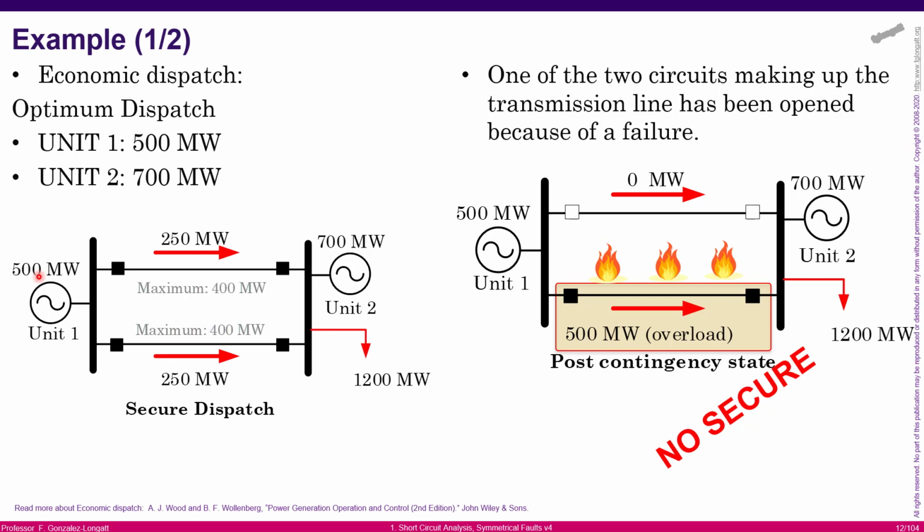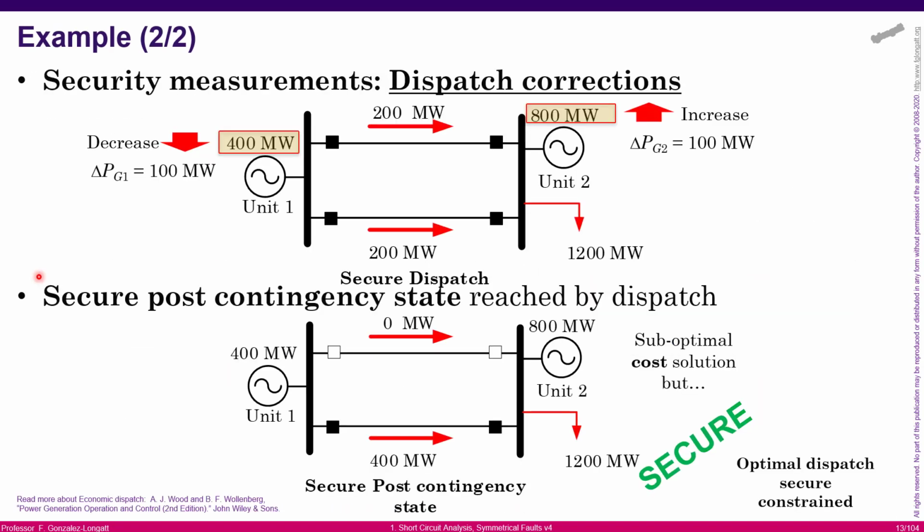That can be done, or that can be the solution coming from optimal power flow. That means that is the most cost-effective solution. But taking measurements to include security, in this case means increasing the power on generation unit 2 and decreasing generation 1.